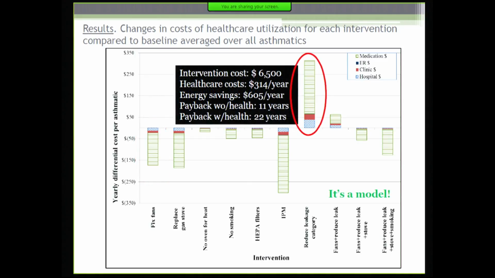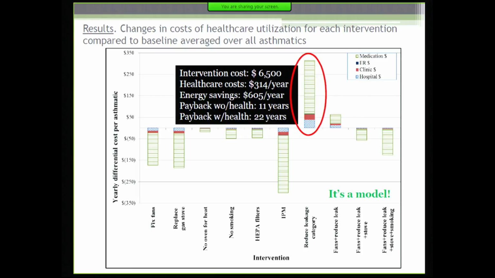The second example is now weatherization. And this is an intervention cost of, say, $6,500, which might cover air sealing, insulating, and maybe replacing some windows, but not too many. You have an increase of $314 per year, so you're spending more because you weatherized. You have an energy savings of $605 per year. So usually when weatherization programs happen, they only present, okay, if you do this weatherization, we're going to be able to save this much money in energy costs. So if that was $605 and the intervention cost was $6,500, then the payback period, without considering health costs at all, would be 11 years.